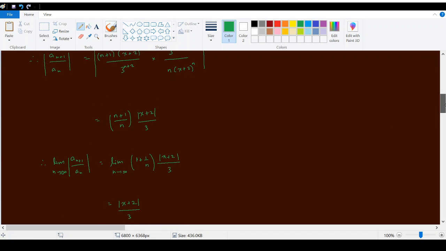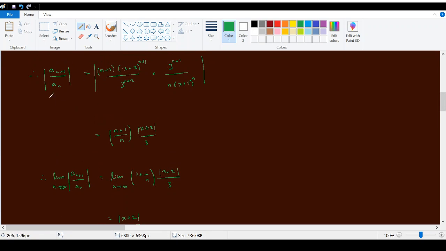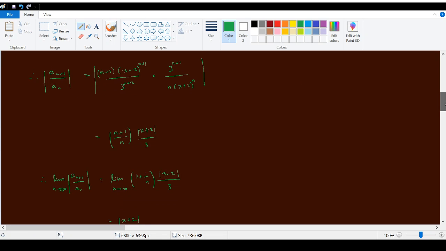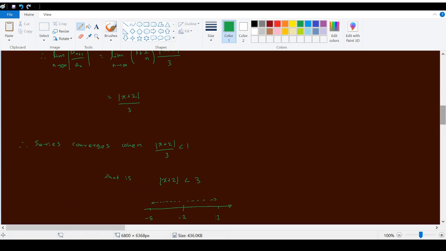Now in all these examples we took the ratio test, but if necessary you can even use the root test as well. Okay, keep that also in mind. And then from the conclusion of the ratio test, we can say that if this limit is less than 1, then the series converges. Limit less than 1 means this term less than 1. That means |x+2| is strictly less than 3.